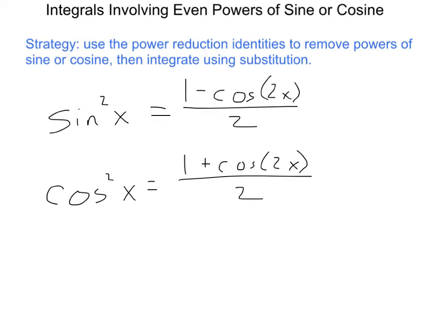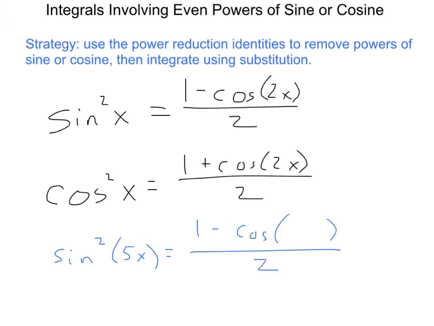One thing I might mention about these: what if the problem was like sine squared of 5x? We recognize that it should fit this pattern. It should be something like 1 minus the cosine of something over 2. The question is, what's the something going to be? Well, this up here says it's supposed to be 2x. It's supposed to be 2 times whatever the original argument was. So if the original argument was 5x, it would be 10x here. Something we'll see in a later problem.